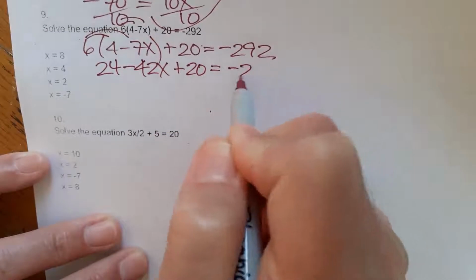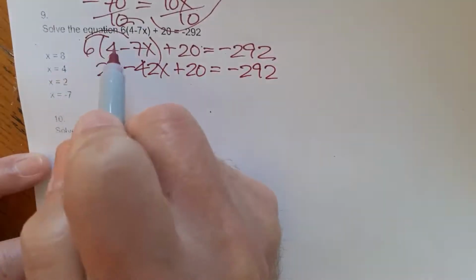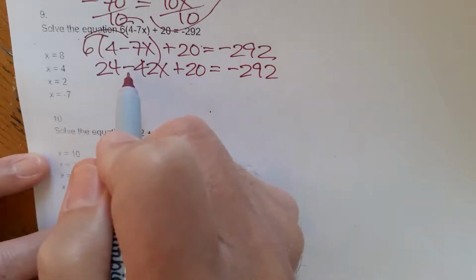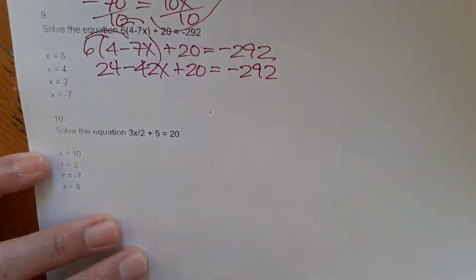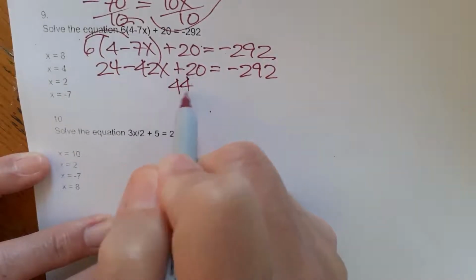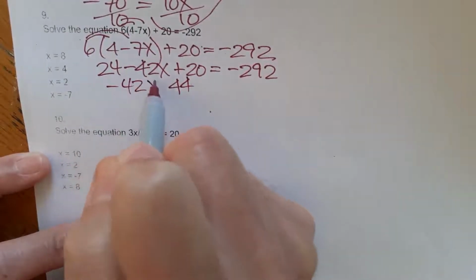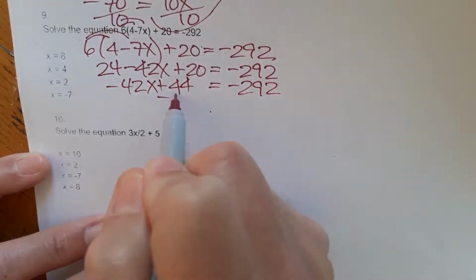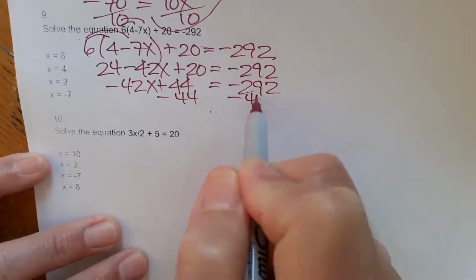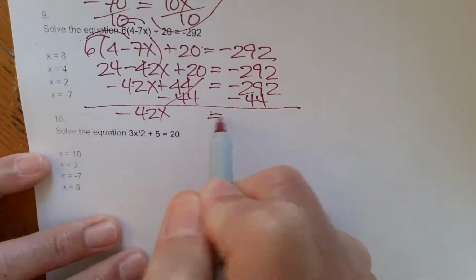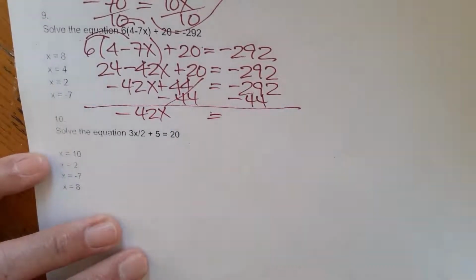Okay, so here we go. So we distributed. 6 times 4 is 24. 6 times 7 is 42x. There's a negative, so it's here. Minus. 24 and 20 is 44. The negative 42x is here. Plus 44 equals negative 292. Interesting numbers. Minus 44, minus 44 on both sides. Gone. Negative 42x equals. This becomes a larger negative number here.